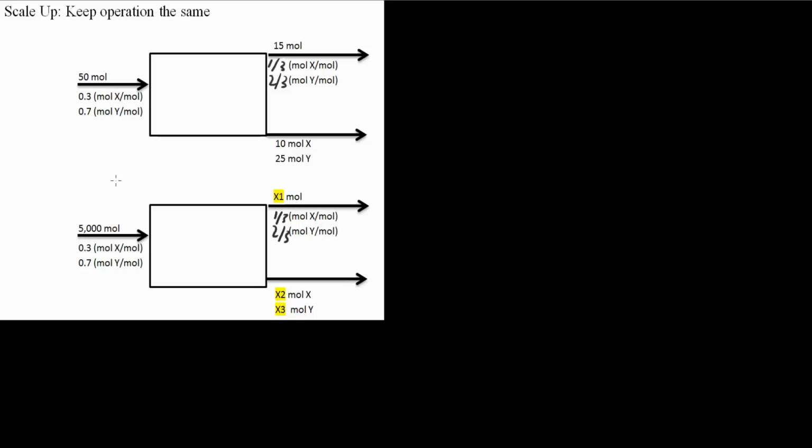That's a 100 times increase. And whenever we do scaling, our composition would always remain the same, because 50 times 0.3 is the number of moles of X going in. 5,000 times 0.3 is the number of moles of X going in. Likewise, 50 times 0.7 is the number of moles of Y going in. And 5,000 times 0.7 is the number of moles of Y going in. So our composition would always remain the same. That's why this is 1/3, 2/3, 1/3, 2/3.